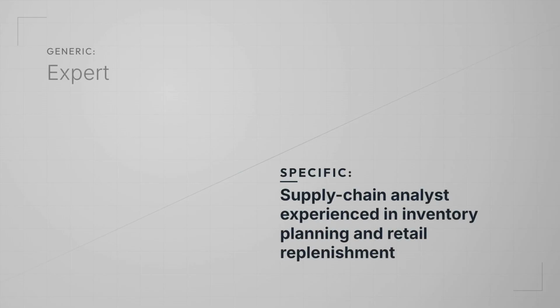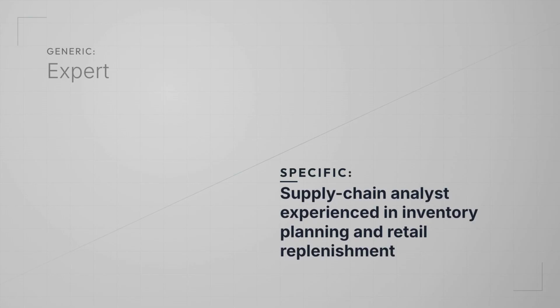Element 1 is the role. The role tells the AI what perspective or professional discipline it should use. Examples include, you are a financial analyst, you are an experienced cybersecurity consultant, or you are a customs compliance specialist. However, assigning a role does not transform the AI into an accountable professional. A stronger role instruction is highly specific. Instead of saying, "You are an expert," say, "You are a supply chain analyst experienced in inventory planning."